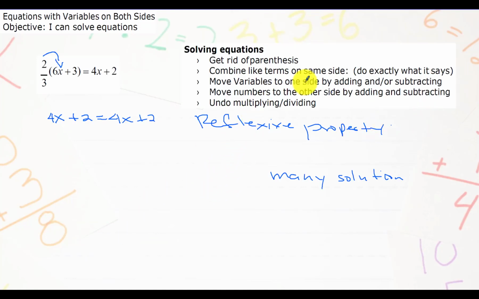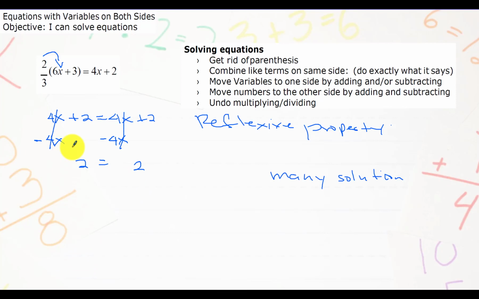So once you notice that the left side is equal to the right side, you can stop and say, we had many solutions. Let's say you would like to continue to solve this problem. Let's say we are going to undo our variable x. So subtract 4x to both sides. Using additive inverse, we'll get 2 here equals 2. So 2 is equal to 2.